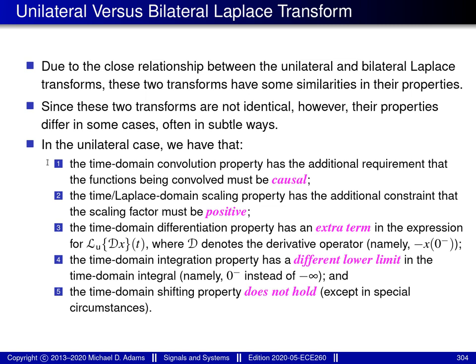Firstly, the time-domain convolution property has the additional requirement that the functions being convolved must be causal. Secondly, the time-domain scaling property has the additional constraint that the scaling factor must be positive. Thirdly, the time-domain differentiation property has an extra term in the expression for the unilateral Laplace transform of the derivative of little x. Namely, we have an extra term of this particular form here.